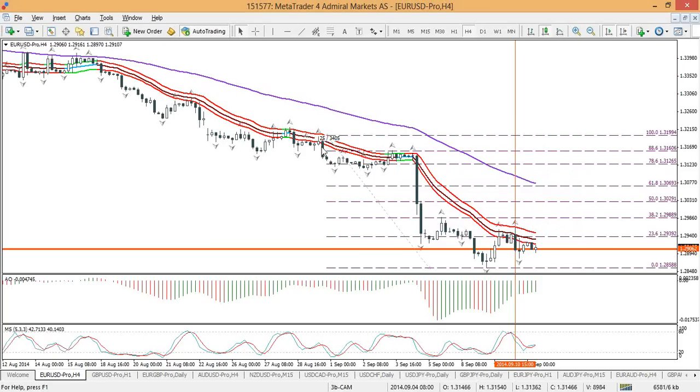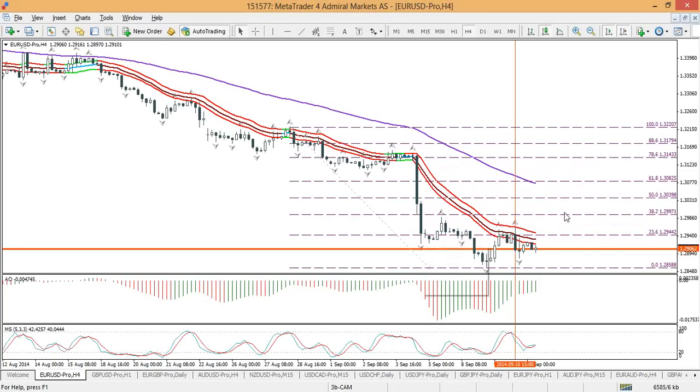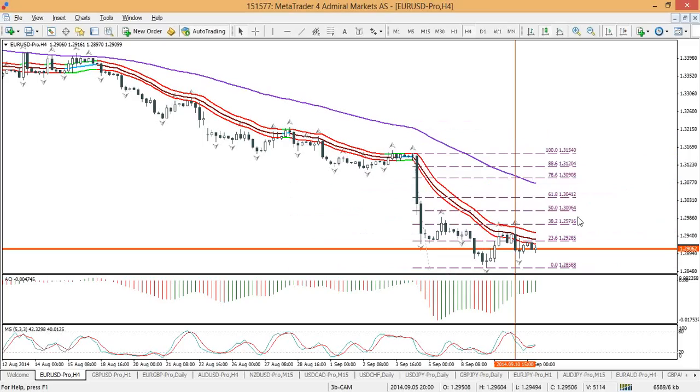Depends how you fib it. If you use this swing high, swing low, it is a 38.2 fib. If you use this one, it is a 50.